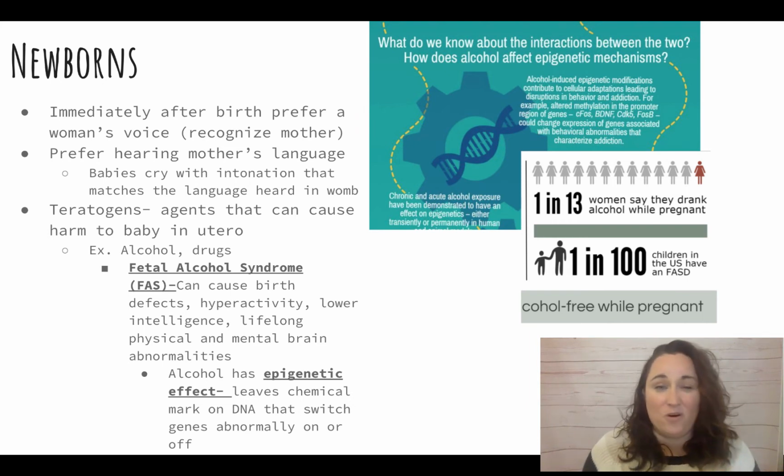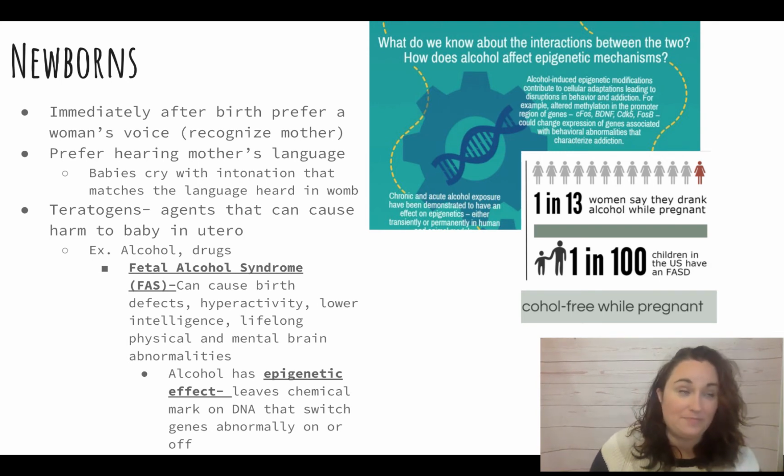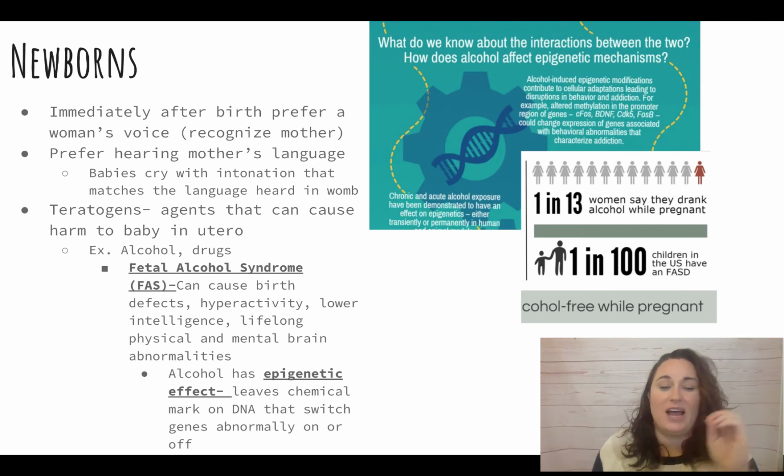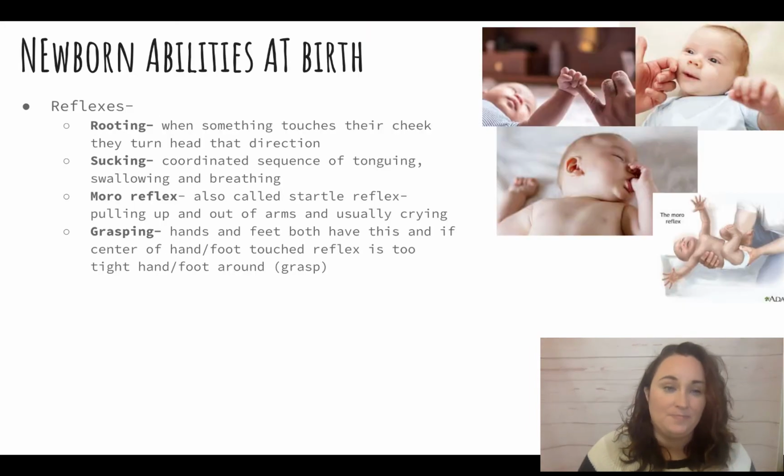Alcohol. So you are already formed, right? Like you are growing or you are developing in utero. And so alcohol actually affects your genes after you have been formed. So it has an epigenetic effect. It leaves a chemical mark on your DNA that switches on or off your genes in an abnormal way. And so that's why it can create physical deformities, because your genes aren't actually turning on in a way that they should for you to form correctly. So it leads to certain deformities.